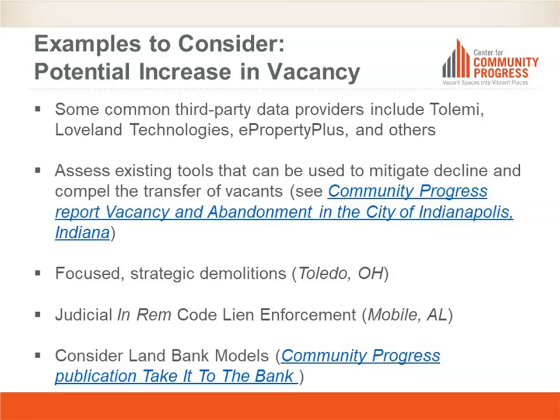And then finally, consider land bank models. We have a wealth of resources on land bank models, and in fact, my colleagues Kim and Tarek will be talking about land banks in our next webinar in 2 weeks.